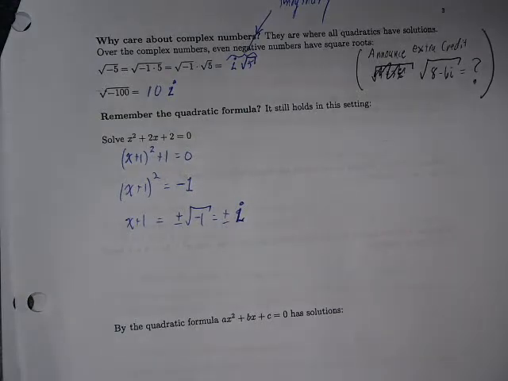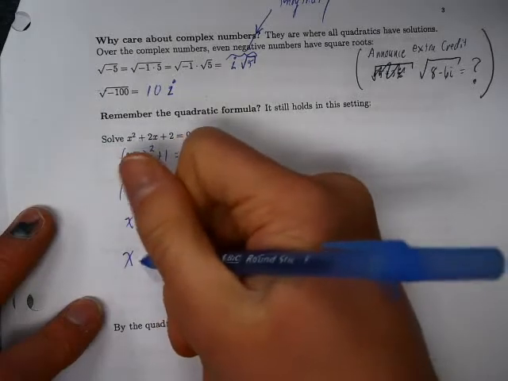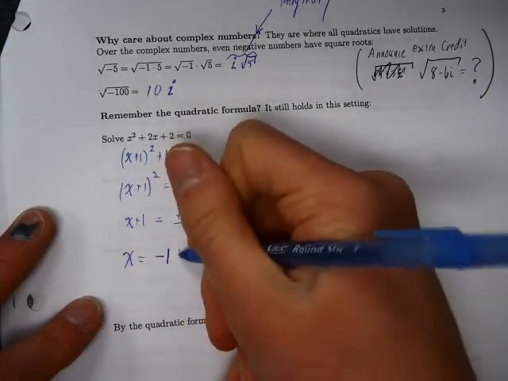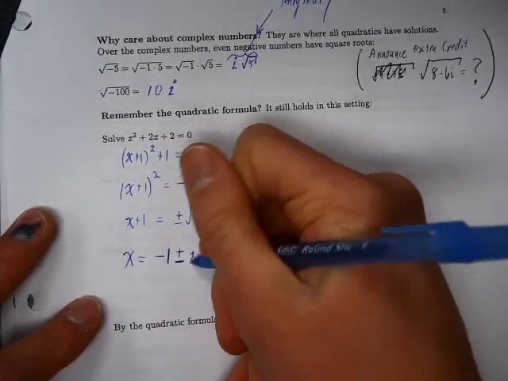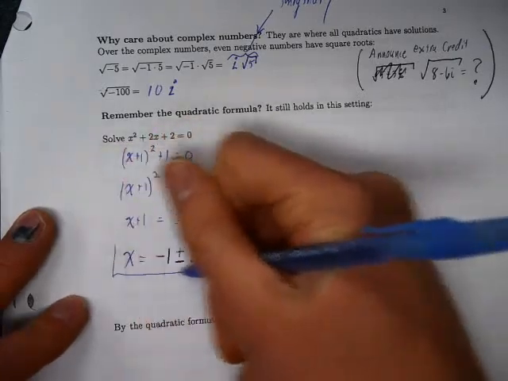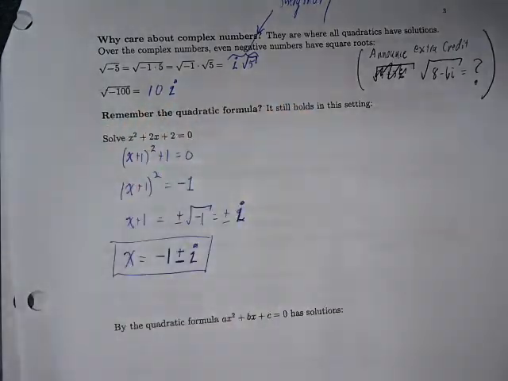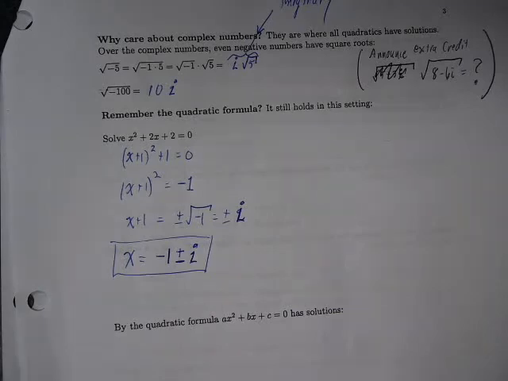Now can I easily solve for x? What do I still need to do? Just subtract 1. So I can solve quadratic equations, all of them. I just have to be willing to accept that sometimes the solutions won't be real.